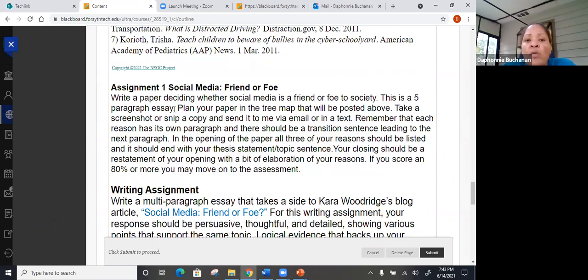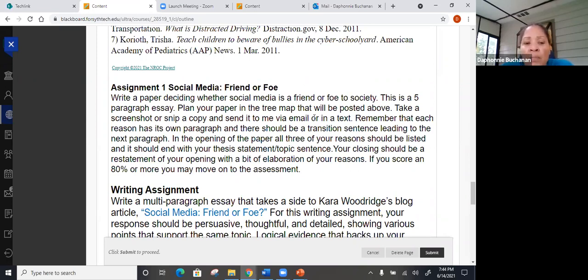So here you have what you're supposed to do. You have to decide whether social media is a friend or if it is a foe. It is a 5-paragraph essay. So again, I'm asking you to plan your paper in a tree map. I want you to take a screenshot or snippet and send it to me via email or in a text. The only reason I'm having you send it to me is because I want to see your thinking.